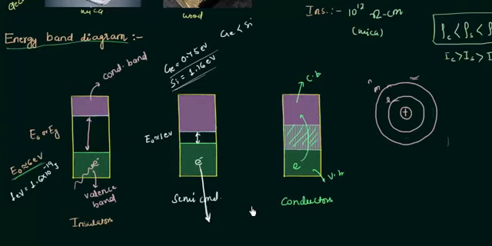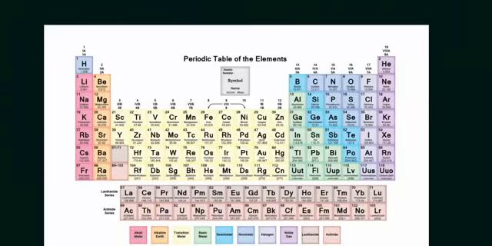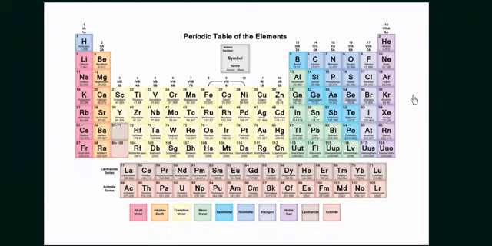Now we will see the periodic table so that we have a better idea of the position of germanium and silicon, and we can predict some of the properties from this periodic table. So let's move to it. This is the periodic table, and I hope you know how to use a periodic table and in what manner the elements are distributed to the different groups. Actually they are distributed depending upon the number of electrons in their outermost orbit.